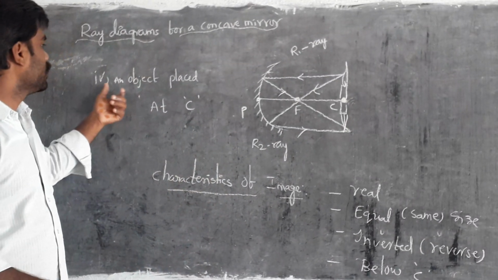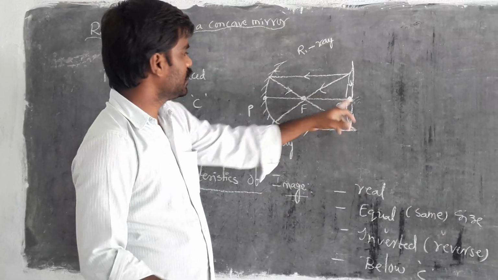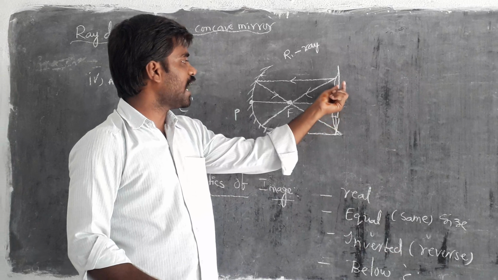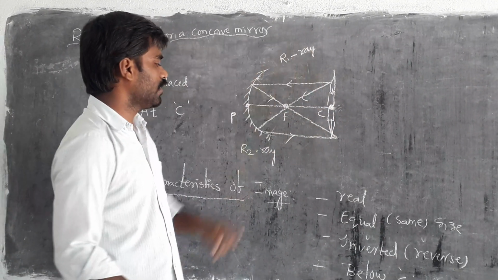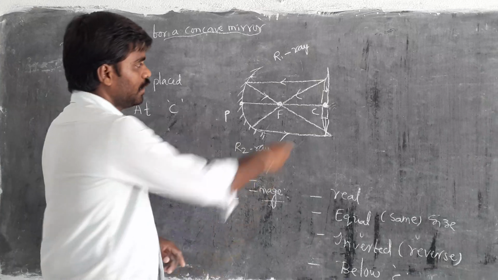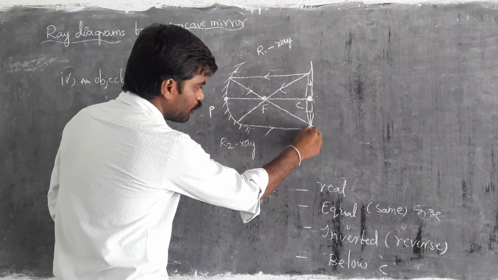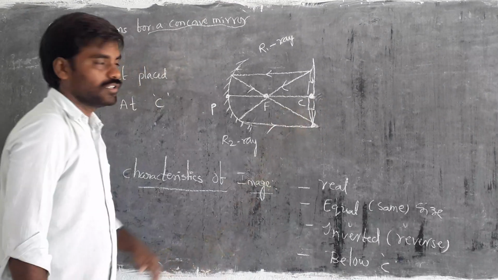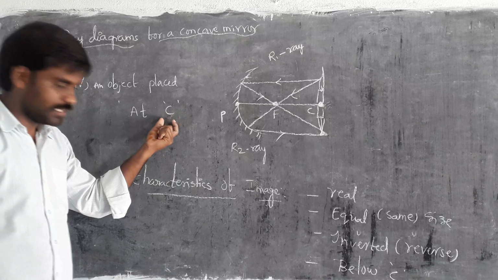Next, the fourth condition: placing the object at C. See the condition in front of the concave mirror. I place the candle exactly at point C. Then I took the help of R1 ray and R2 ray, where they start and ultimately reach the same point. So this is the criteria for an object placed at C.